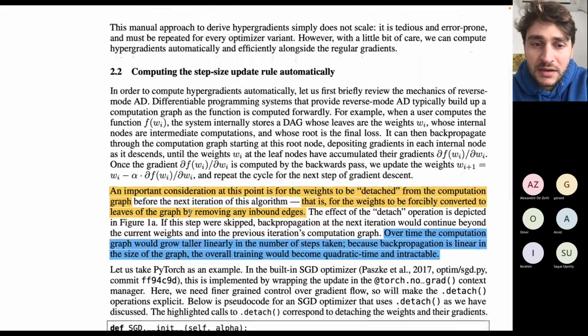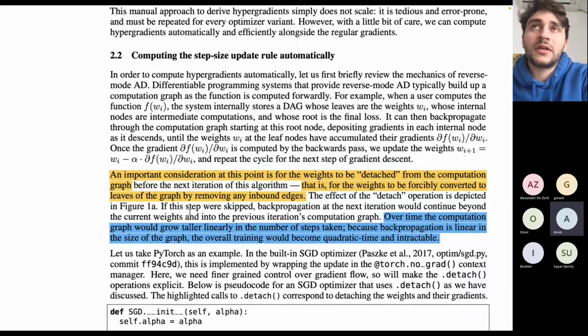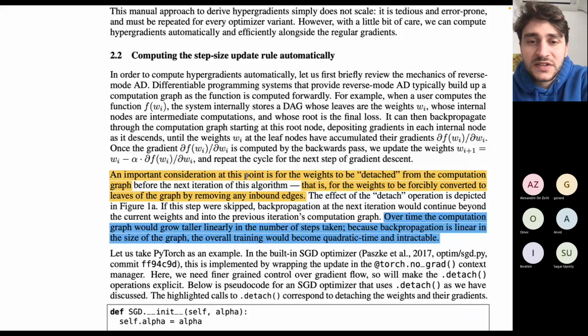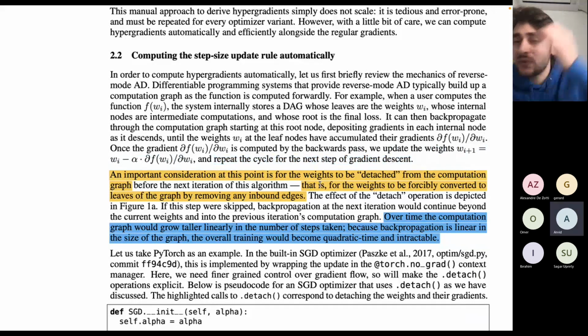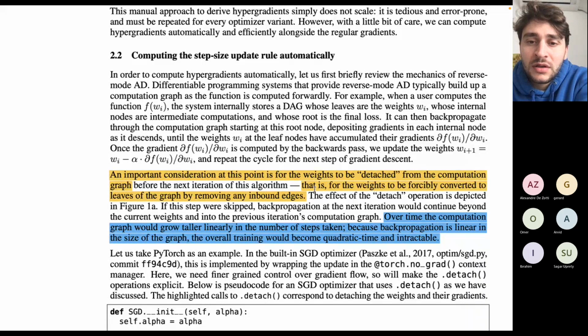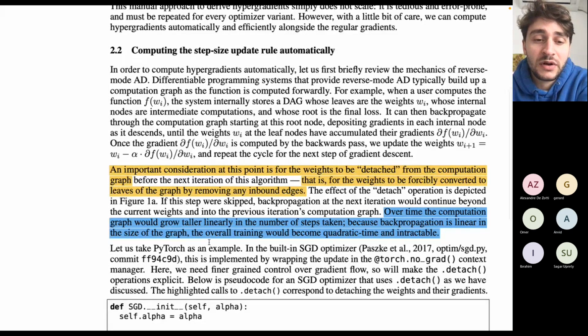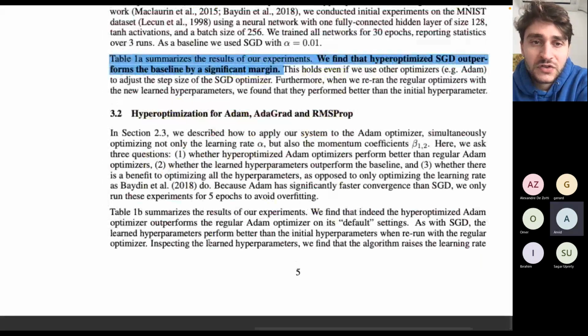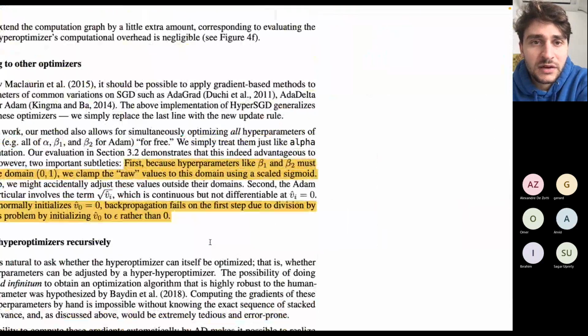The key realization of how you can do this really easily is that an important consideration at this point is for weights to be detached from the computational graph before the next iteration of this algorithm. By at this point, they mean when you've updated the weights of your model and you want to update them again with another iteration. They say the weights are forcibly converted to leaves of the graph by removing any inbound edges. So we'll look at a diagram that describes this, just to make it clear.